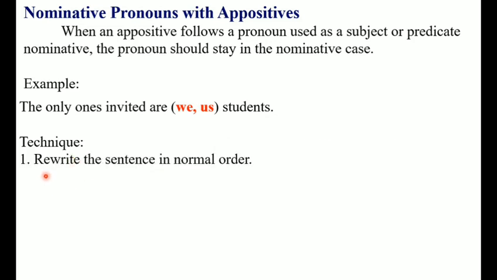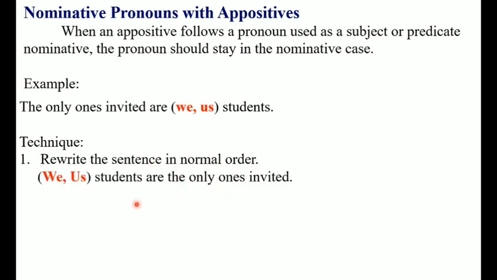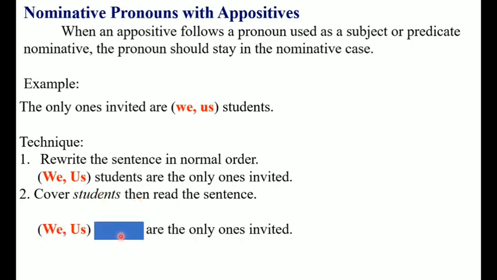First, we are going to rewrite the sentence in normal order. Like this: we or us students are the only ones invited. As I've said, students is acting as an appositive and it can be removed without changing the idea in the sentence. Pwede natin tanggalin ito nang hindi nababago ang idea sa sentence. So we are going to cover this. Cover students, then read the sentence. We or us are the only ones invited.